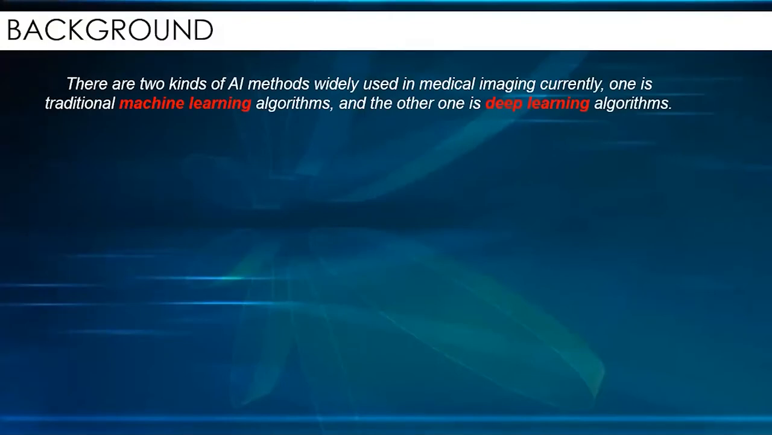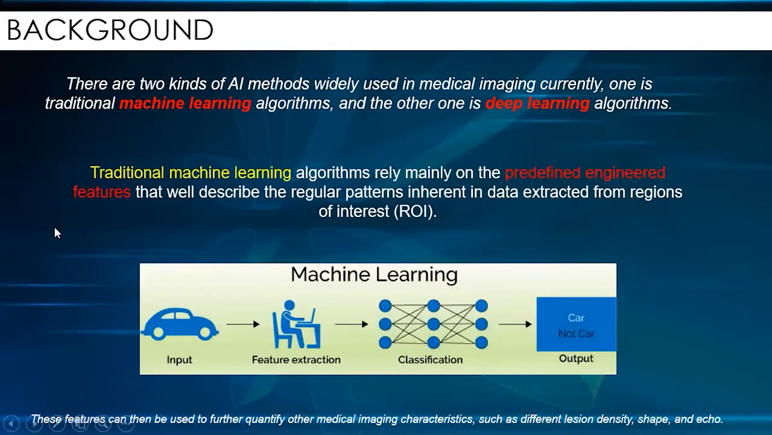But to simplify the description of artificial intelligence, we know that today only two main algorithms exist: the most traditional one, called machine learning algorithms, and the other one, called deep learning algorithms. Now I'll try to describe to you in the simplest way how they work. The traditional machine learning algorithms rely on predefined engineered features. Therefore, it means that the software is able to recognize only some specific classifications that were decided and predefined before, during the development of the software.